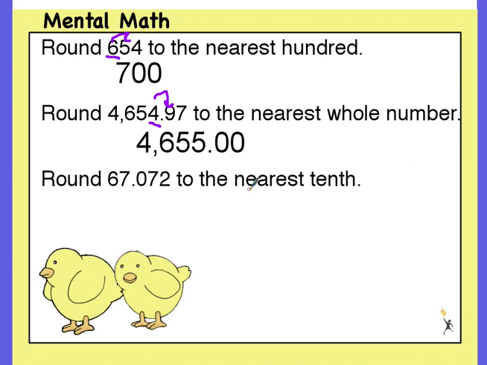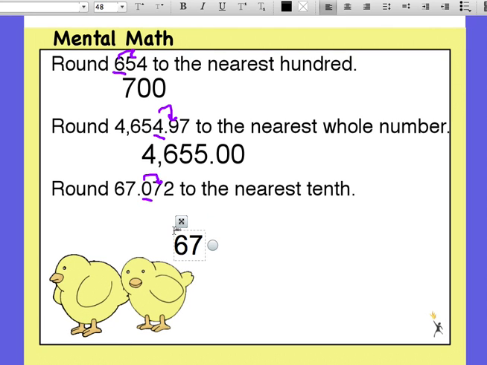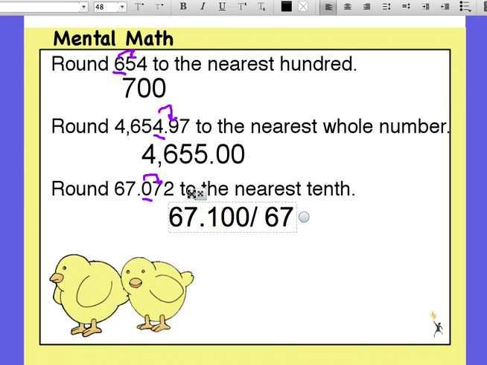67 and 72 thousandths, we're rounding to the nearest tenth, so underline it. Take a look to the right. It is larger than 5, so we need to be rounding it up. Everything to the left stays the same. Underline the value where we're going to increase. Everything to the right turns to zeros. Just a reminder that 67 and 100 thousandths is the same as 67 and 1/10.